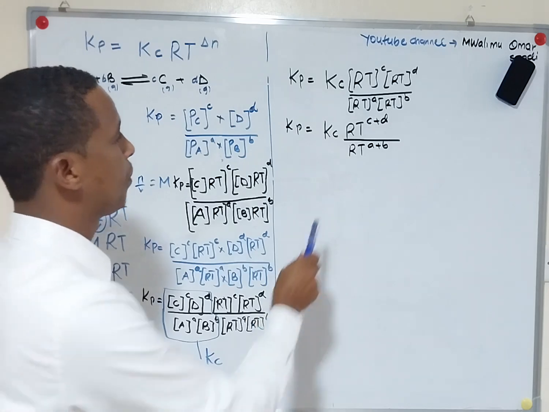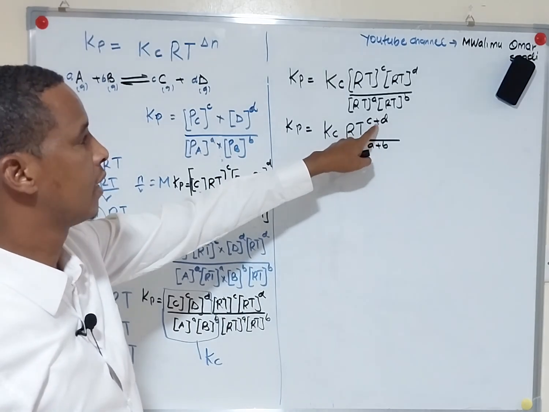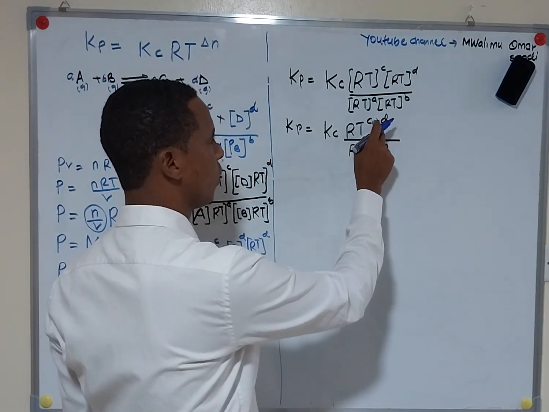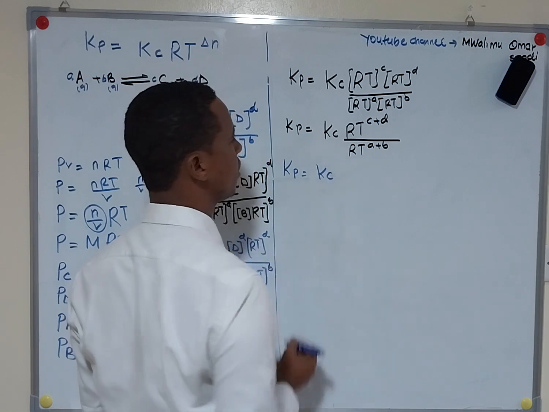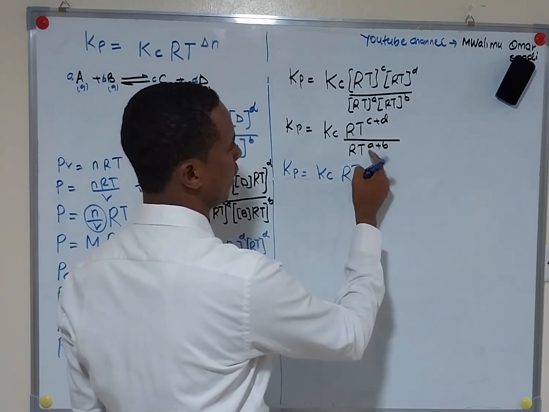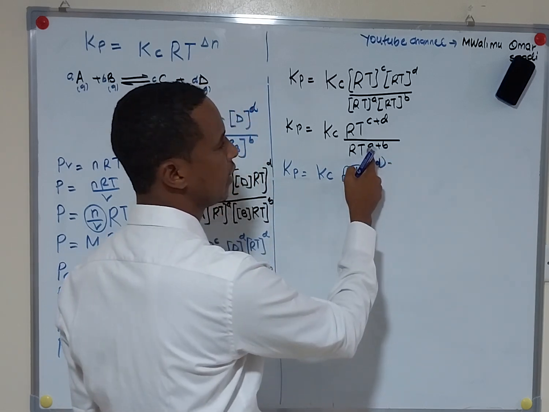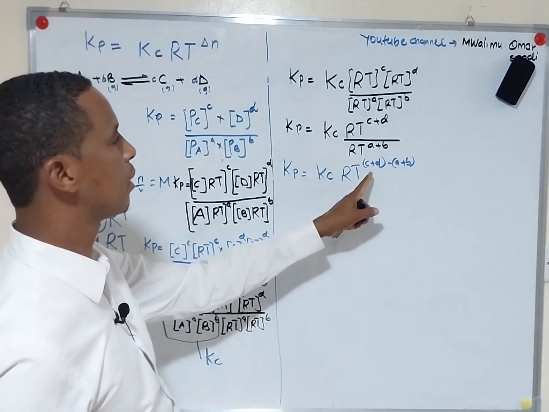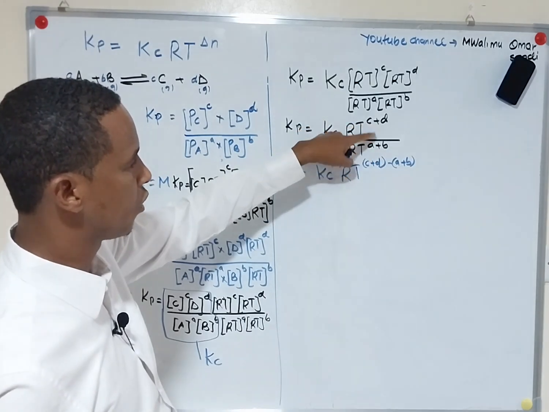Okay, again, the base is still the same. So this is division, so we subtract the two indices, or the powers. According to the rule of indices, we subtract the powers. So Kp is equal to Kc, then RT, and then c plus d minus a plus b. So this simply means we have only subtracted the two powers.